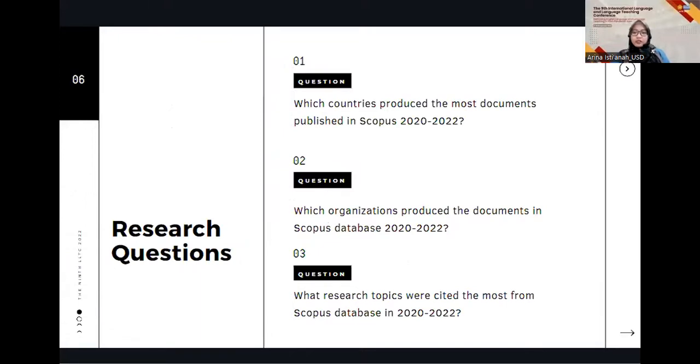there are three major questions that I try to answer. The first is to find out which countries produced the most documents published in Scopus from 2020 to 2022, and which organizations produced the documents in the database. And the third is what research topics were cited the most from the database.